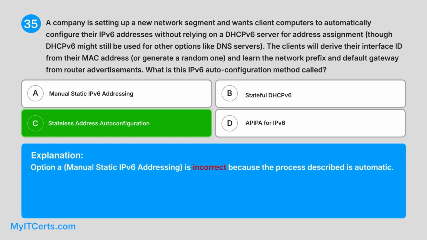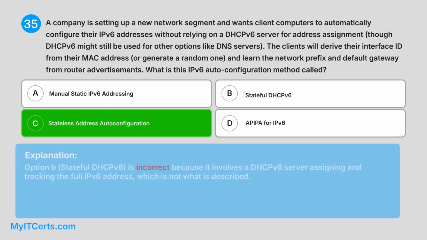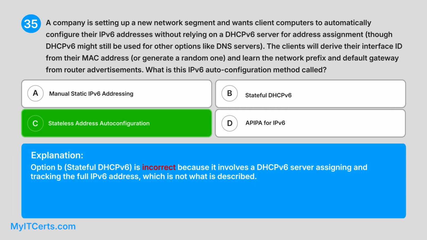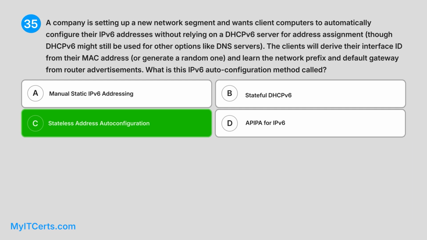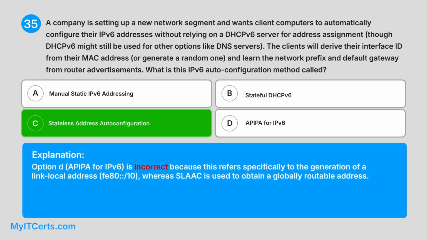Option A, manual static IPv6 addressing, is incorrect because the process described is automatic. Option B, stateful DHCPv6, is incorrect because it involves a DHCPv6 server assigning and tracking the full IPv6 address, which is not what is described. Option D, APIPA for IPv6, is incorrect because this refers specifically to the generation of a link-local address, FE80::/10, whereas SLAAC is used to obtain a globally routable address.